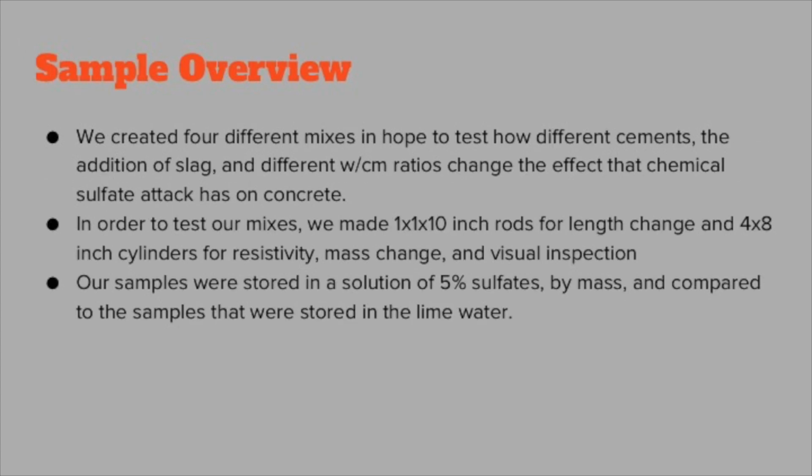So for our samples, we decided to create 4 different mixes. And we were hoping to test how different cements, the addition of slag, and different water-cement ratios affected chemical sulfate attack. So we made 1 by 1 by 10 rods to test for length change and 4 by 8 inch cylinders to test for resistivity, mass change, and to do some visual inspection. We weren't able to get really good length change, resistivity, or mass change measurements, so this presentation will be on visual inspection. And our samples were stored in a solution of 5% sulfates by mass, that is Na2SO4.